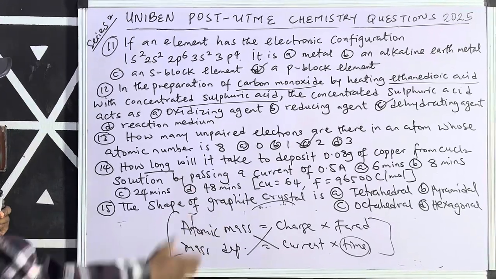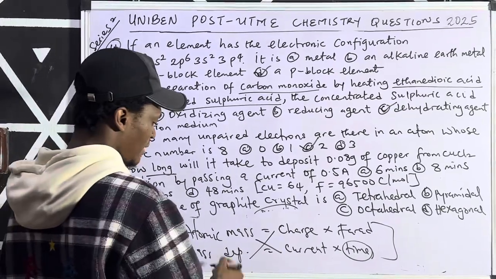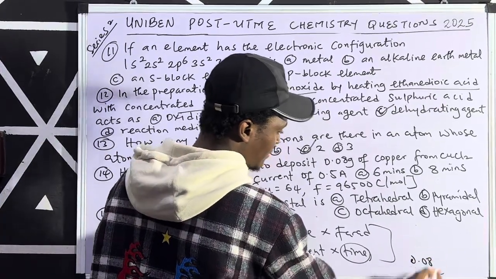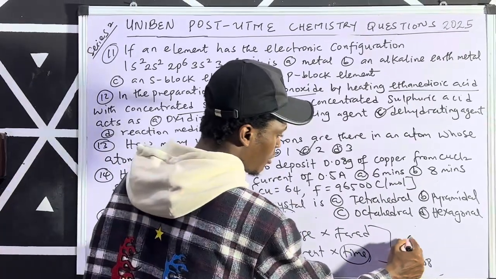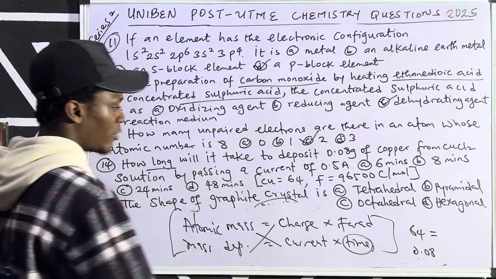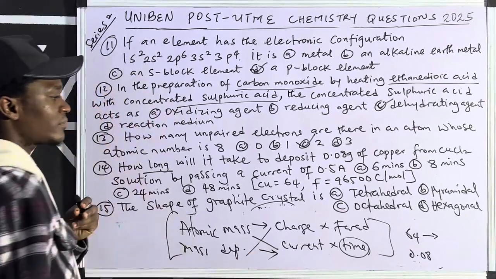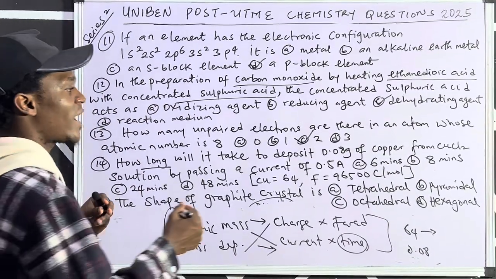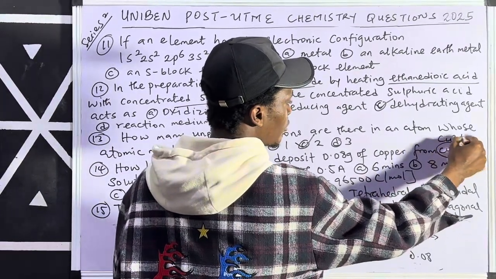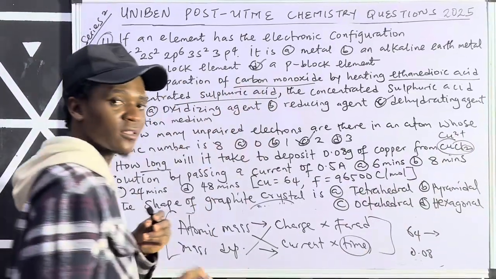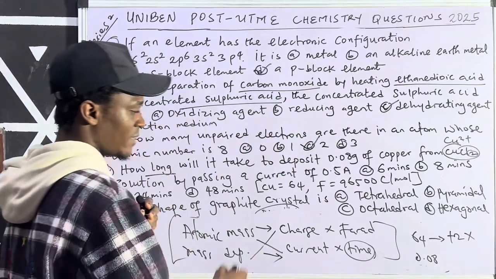Alright. So since we are told to get the time, how do we go about it? Our mass deposited was 0.08, so I will just input that. Then what about the atomic mass? The copper in question, the atomic mass is 64. So 64, then an arrow instead of equal to. Then what is our charge? Of course, the charge of copper in this compound would be Cu2+, because it's obvious these two came from the charge that copper was carrying. Then it becomes plus 2 times what's now the farad?